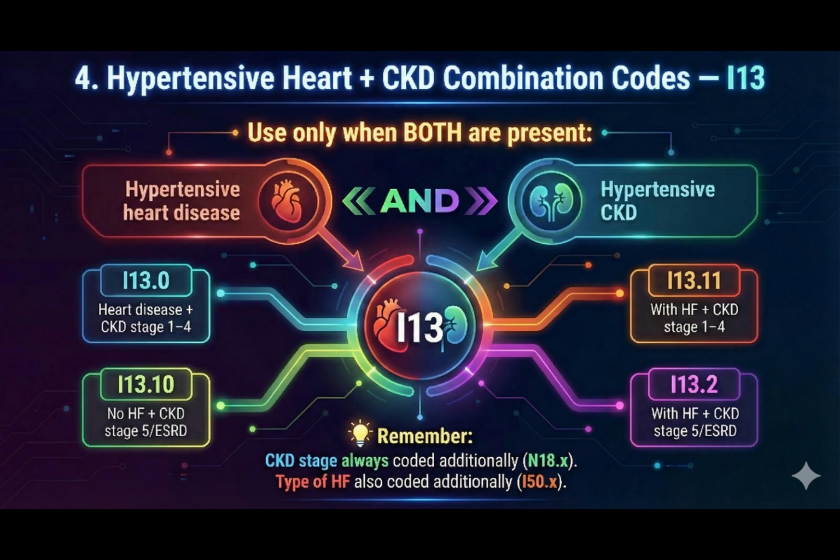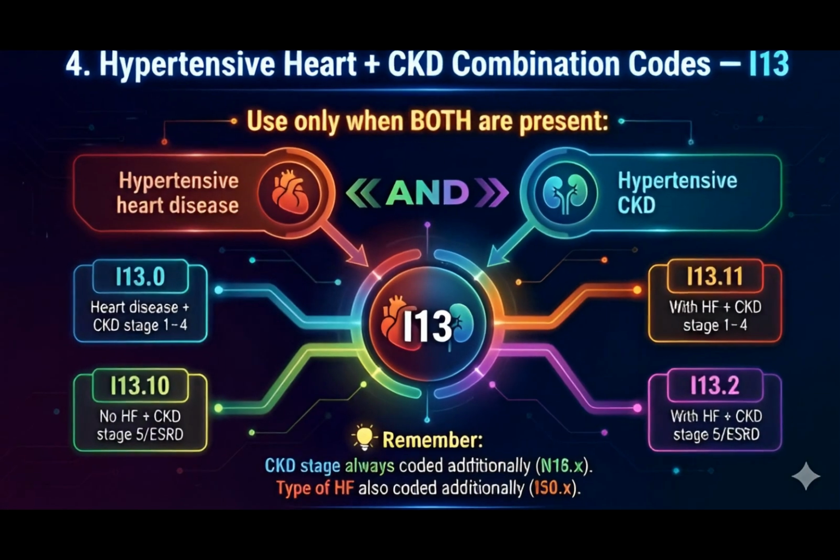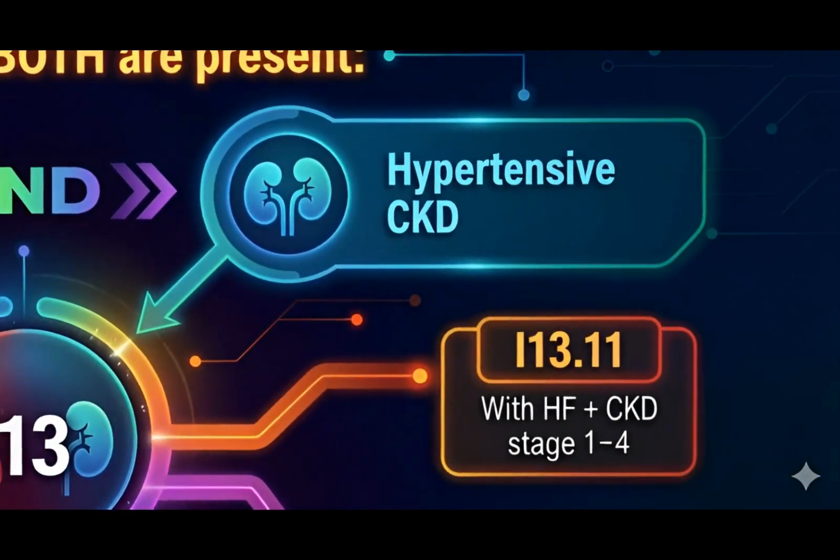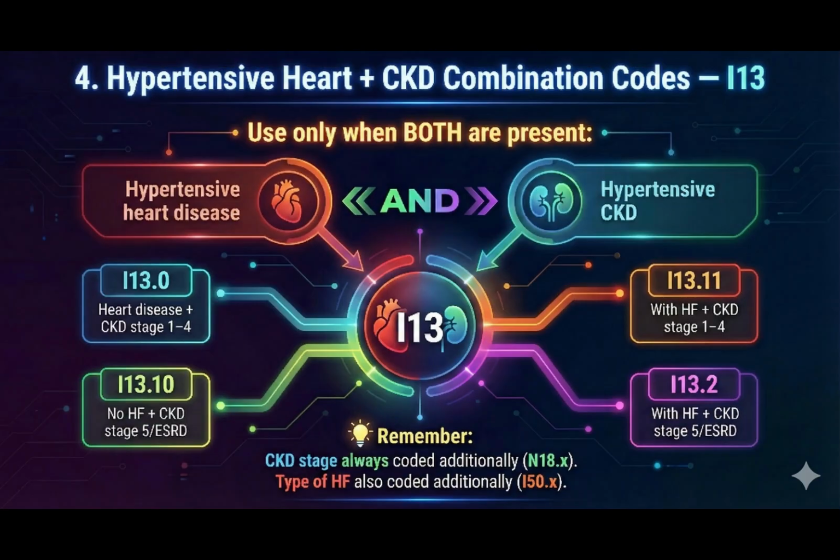Hypertensive heart plus CKD combination codes, I13. Now we come to one of the most important sections of hypertension coding, the combination codes under I13, used when a patient has both hypertensive heart disease and hypertensive chronic kidney disease. Remember, I13 codes are only used when both conditions are documented together: hypertensive heart disease and hypertensive CKD. If only one of these is present, you cannot use an I13 code. Let's break down the I13 category.